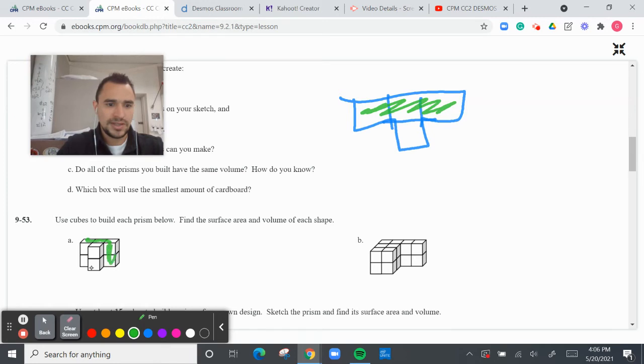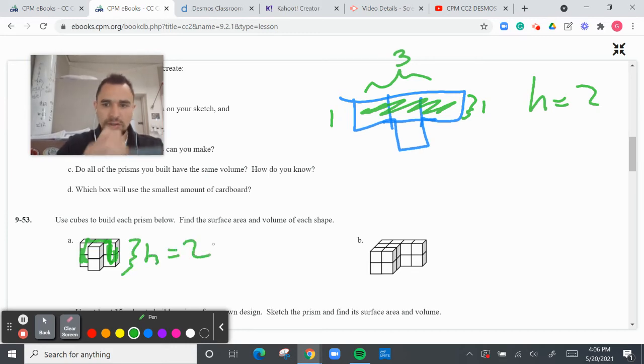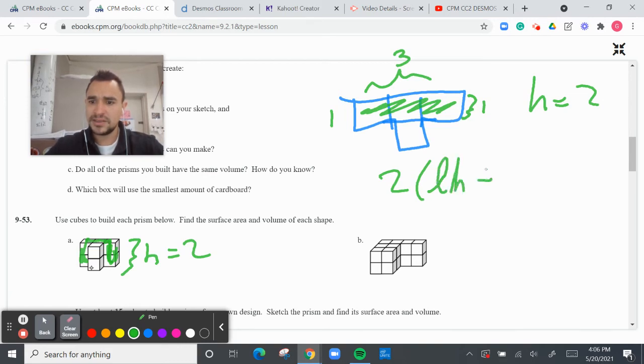So this green area, and the stuff behind it. That is going to be 1. This is 3. Obviously, this is still 1, but the height is 2. Height is 2. So how do we measure the surface area of this? Well, we know we have 2 times length times height, length times width, and height times width.